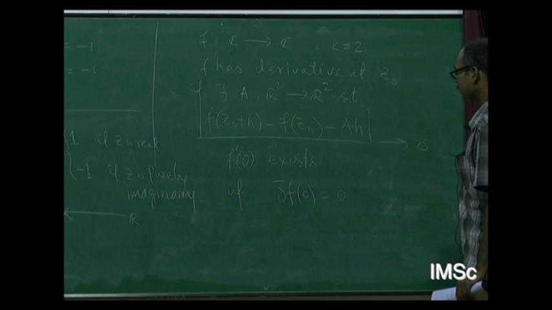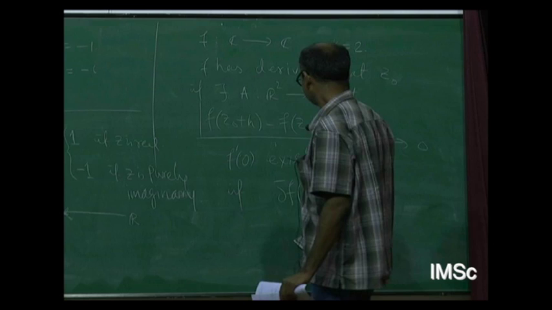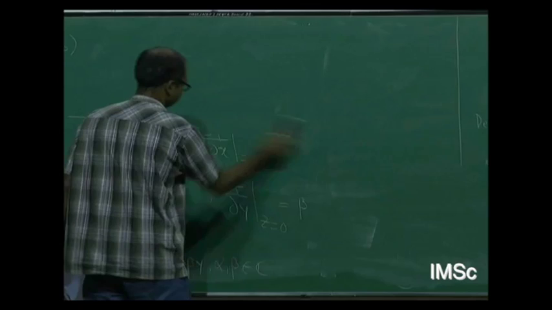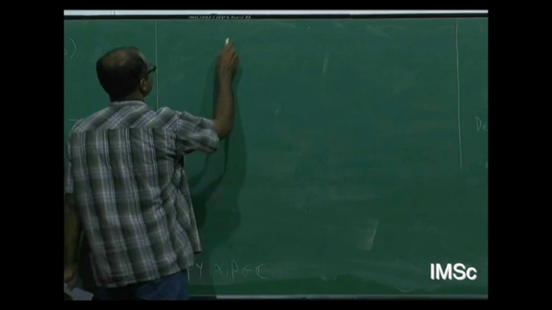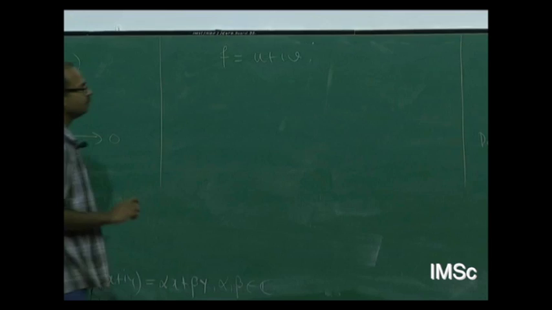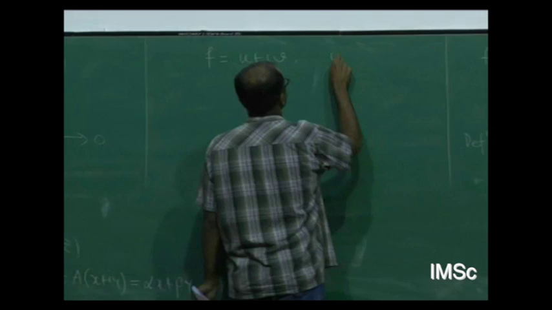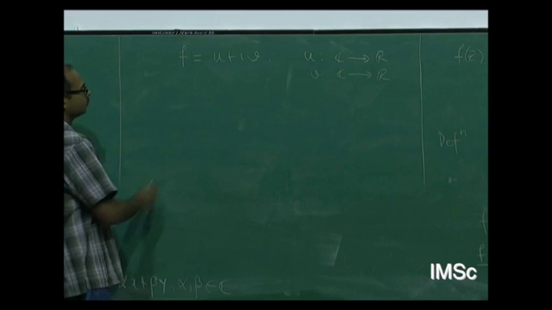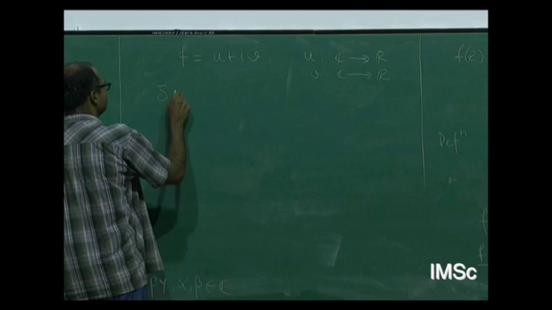So what is this delta bar f? Let us just write down the delta bar f. Now let us write f as u plus iv. So u is the real part and v is the imaginary part. Both are real functions. Now I am going to write del bar of f.